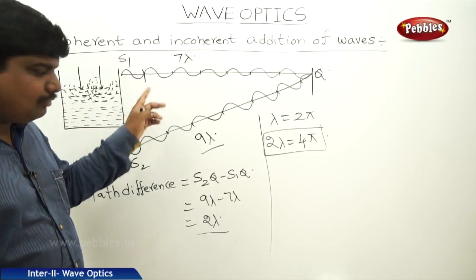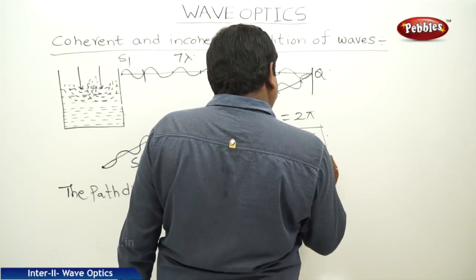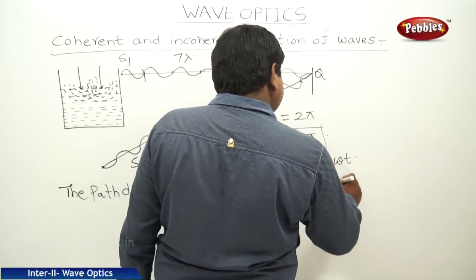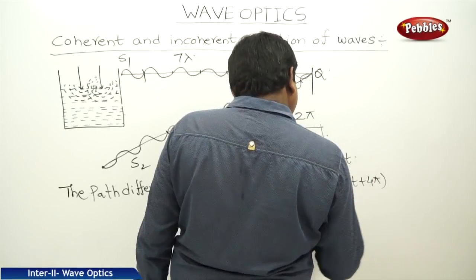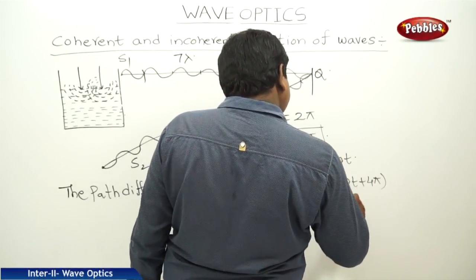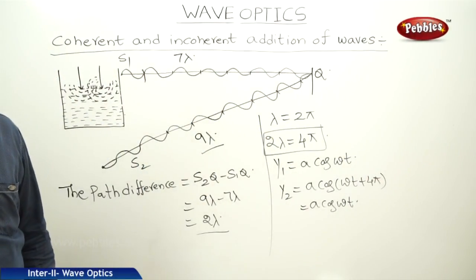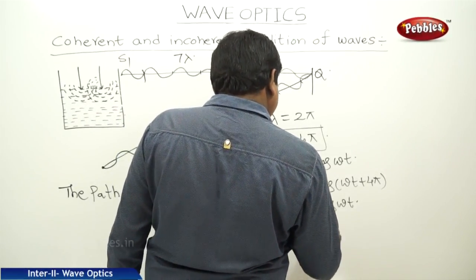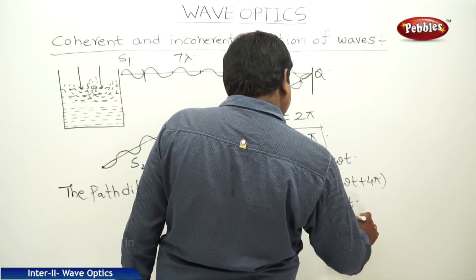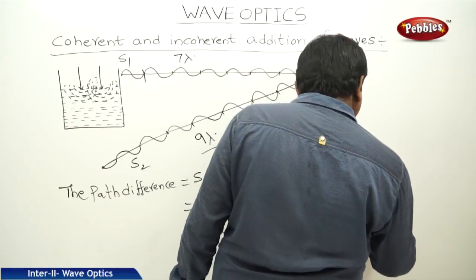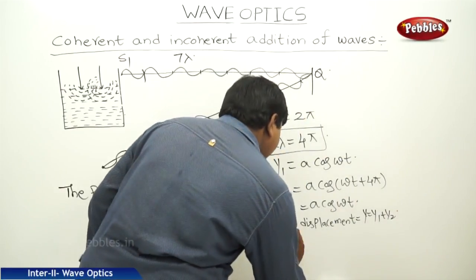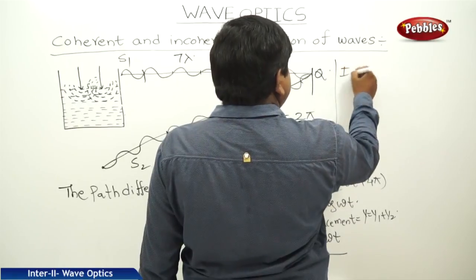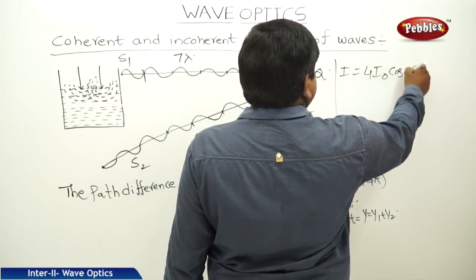So for source 1, y1 is equal to a cos omega t, and y2 is equal to a cos(omega t plus 4 pi), that is nothing but a cos omega t. The net displacement is y equal to y1 plus y2, that is 2a cos omega t. Therefore, intensity is equal to 4I naught cos squared omega t.